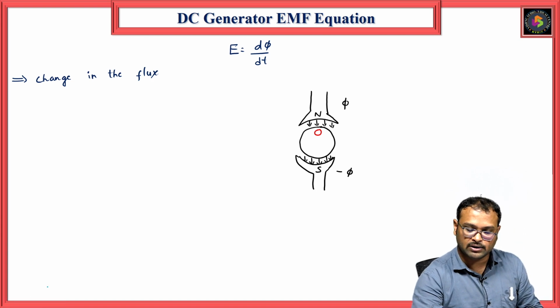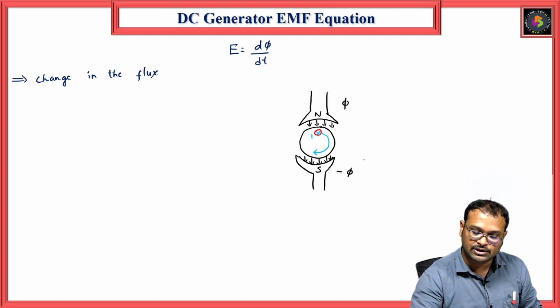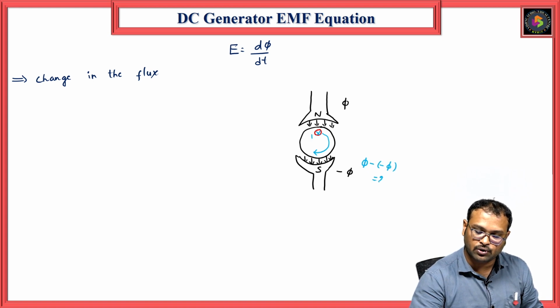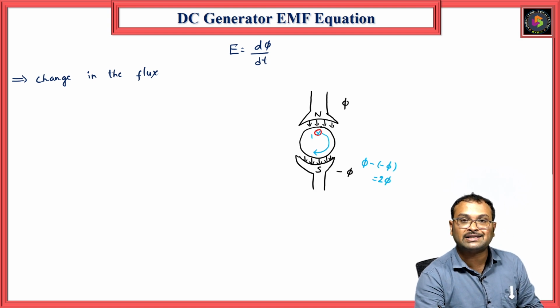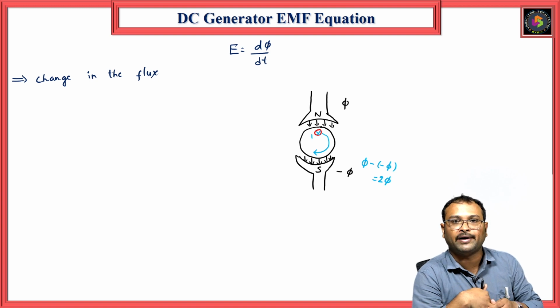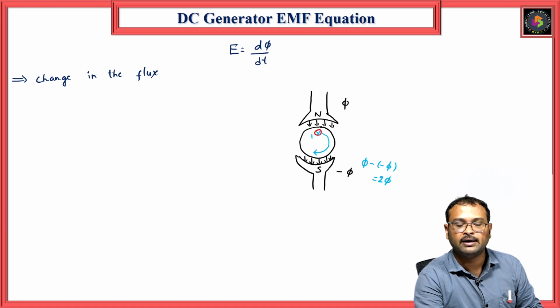So this conductor has started moving from this place to this place. Here the flux is phi, and here the flux is minus phi. So what is the change in flux from there to there? Phi minus minus phi, that is equal to 2 phi. So here the flux is phi, and when it came to the south pole it became minus phi, so the change in the flux is 2 phi.